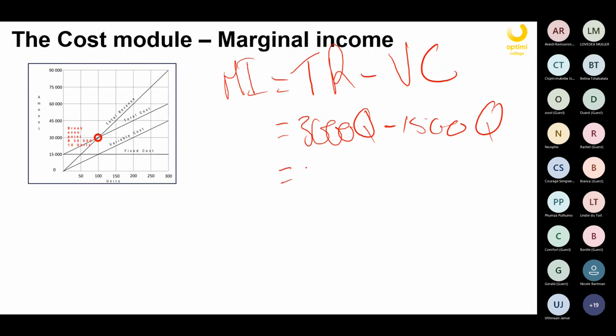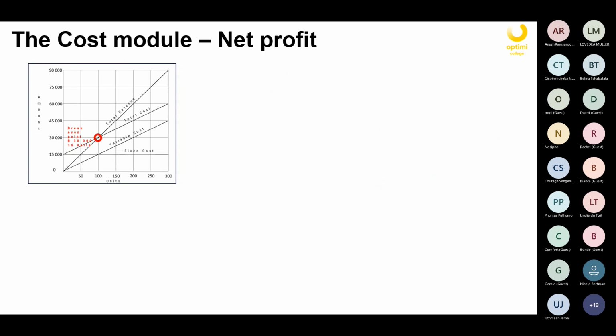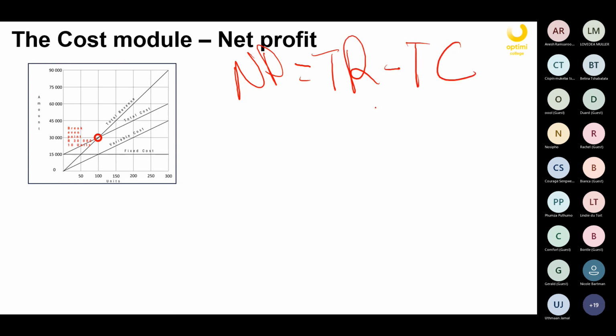So my marginal income would be 1,500 Q. Okay. Guys, can you see how I'm reading this all from the graph? And I'm simply going and filling in the unknowns. Next one they ask is they want the net profit. And for this, you need to know how net profit works. Net profit equals total revenue minus total cost.